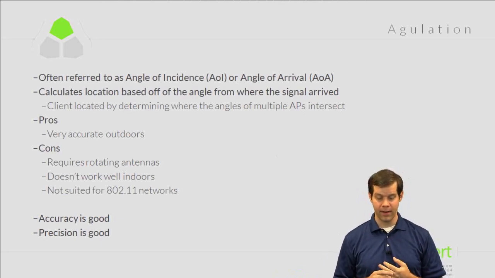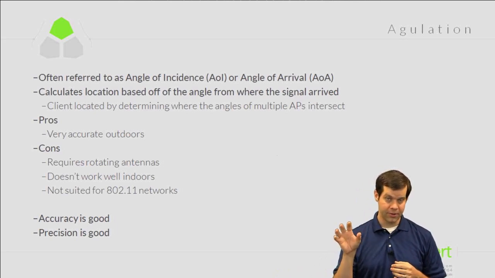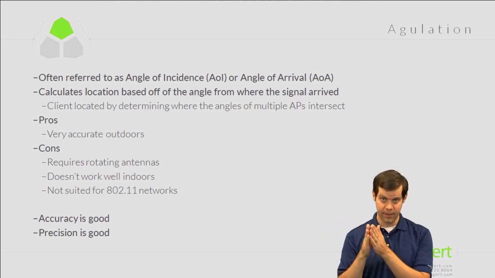Really what this means is that those APs that are hearing the client, they're actually directional APs that are spinning around. So they spin around, and that way, since they are a very directional antenna, they'll hear the client strongest when they're pointed at the client. So based off of that, that's how they can figure out where the client's at.